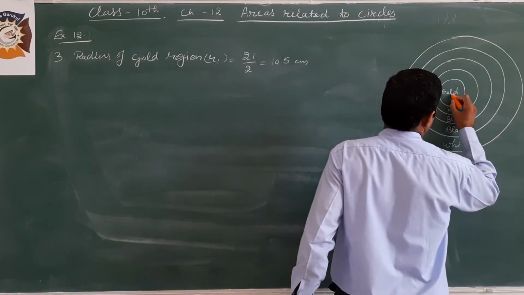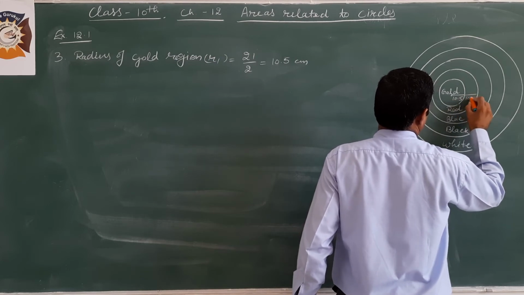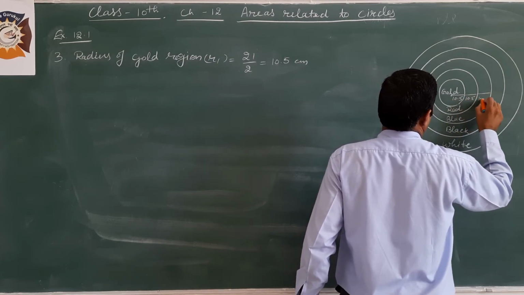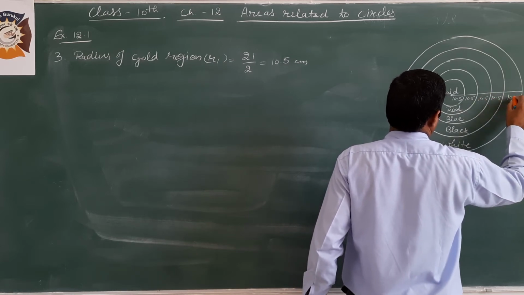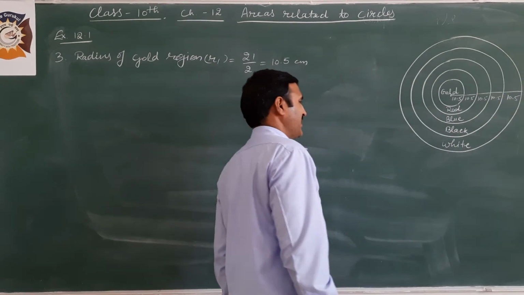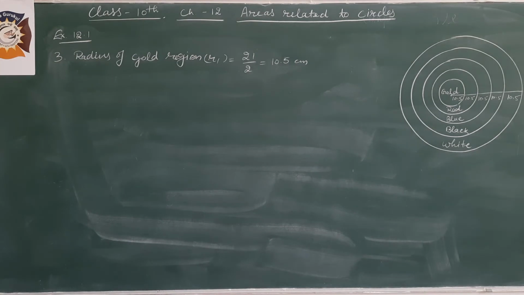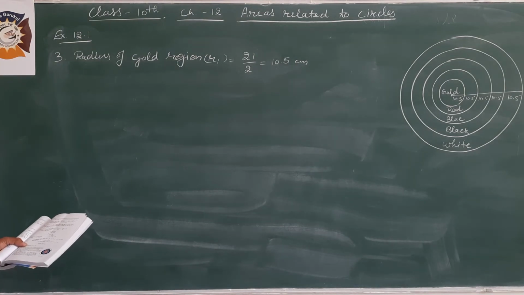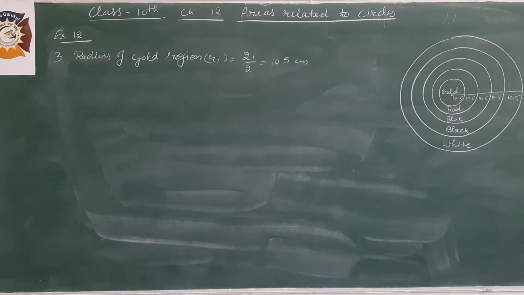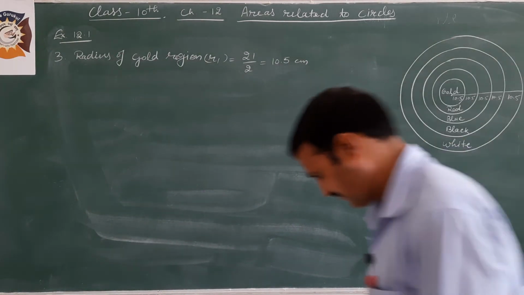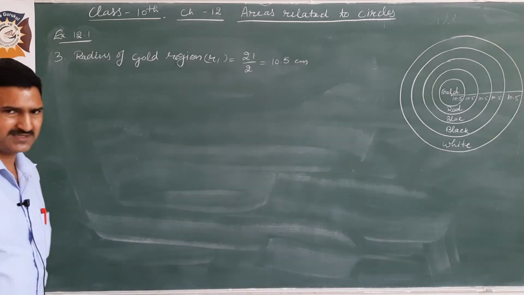Its width is also 10.5 centimeter. So width of each part is 10.5 centimeter, and the radius of gold region is 10.5 centimeter. Find the area of each of the 5 scoring regions. So we have to find the area of 5 regions. For that, we will find the area of gold region first.